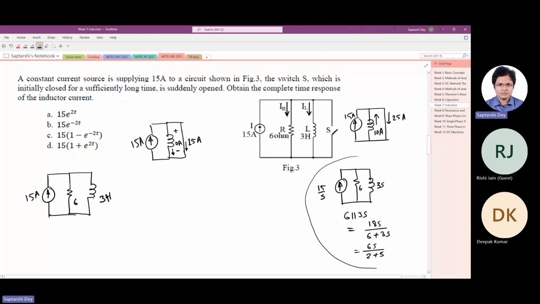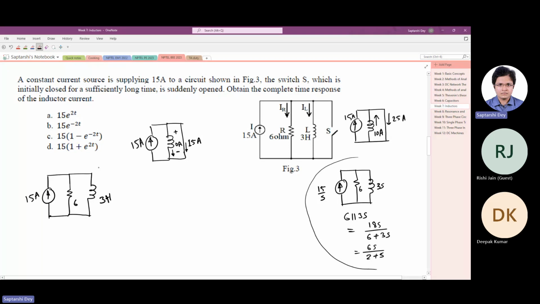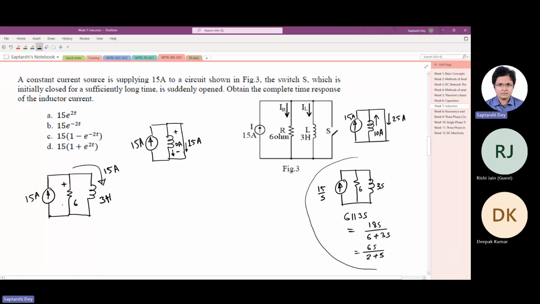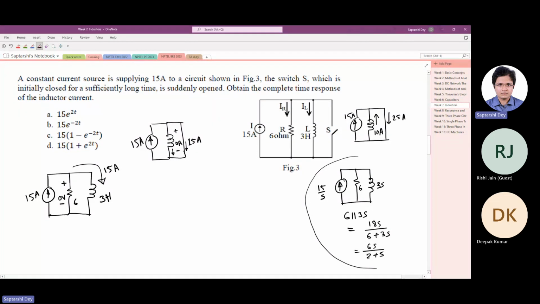Now, what is the final value? You see, at steady state, the whole 15 ampere current will flow through this inductor, and there will be no current through the resistance, hence no voltage. At steady state, if you have an RL or RC network and you are asked to find the steady state condition, you can replace inductors by short circuit and capacitors by open circuit. We discussed this last time. Now you can verify this also.